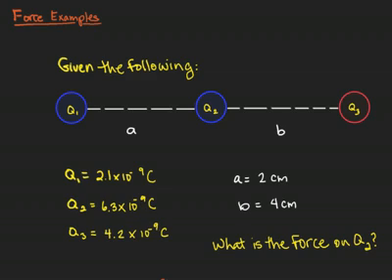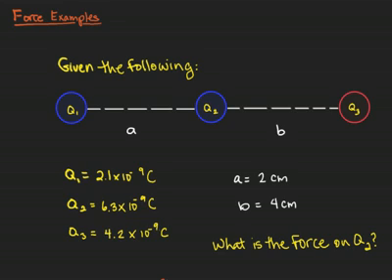Today we're going to look at an example of Coulomb's law given point charges. Q1 has this charge, Q2 has that charge, Q3 has this charge. The distance between 1 and 2 is 2 centimeters, and between 2 and 3 is 4 centimeters. What we need to do is find the force felt on Q2.